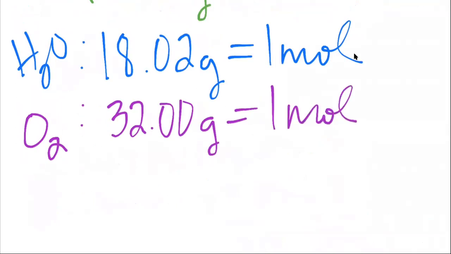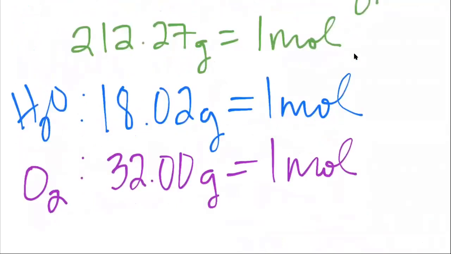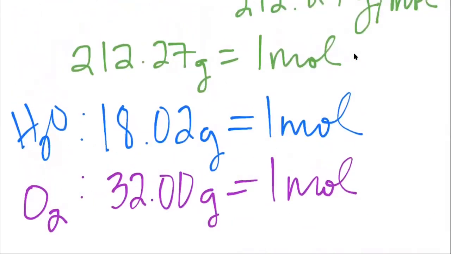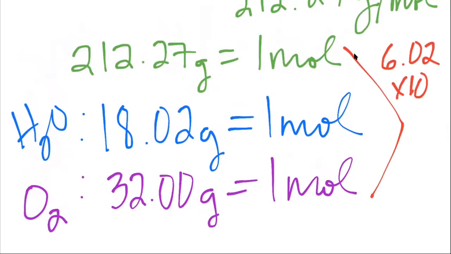And we also know that 1 mole always equals Avogadro's number of particles. So all of these all equal 6.02 times 10 to the 23rd particles.